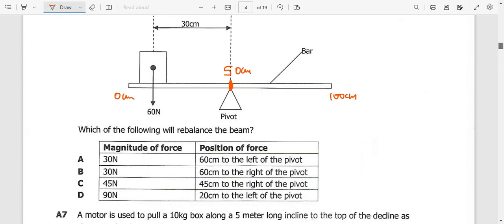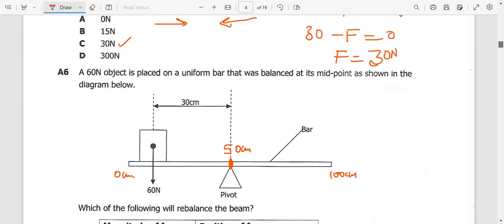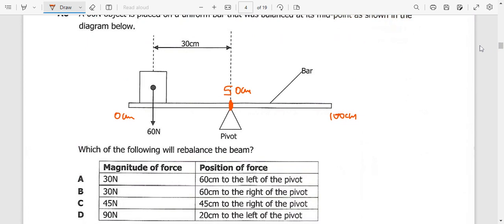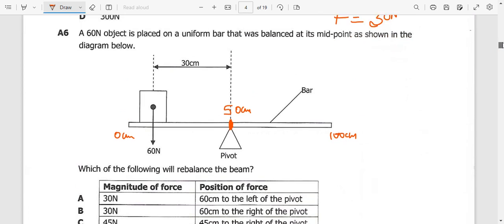Now they've told us, which of the following will balance a beam? Magnitude of the force and then position of the force. Remember what you have. You have got already this 60 Newton object which is placed. You can see there is 30 centimeters distance there.